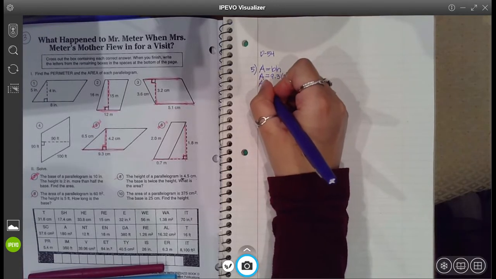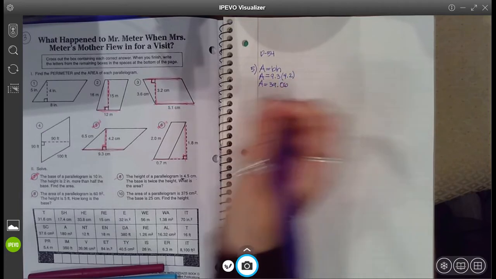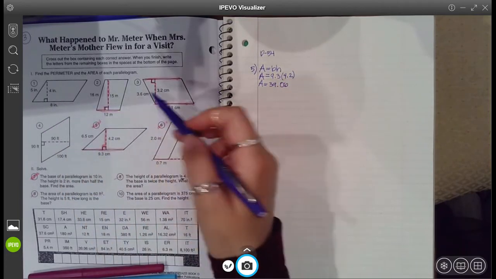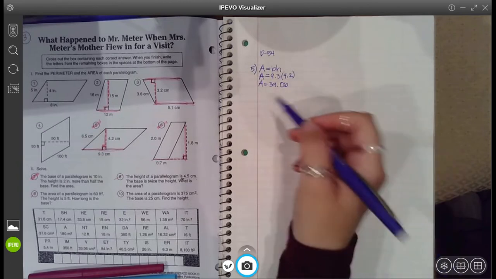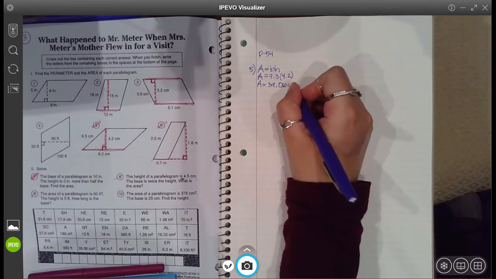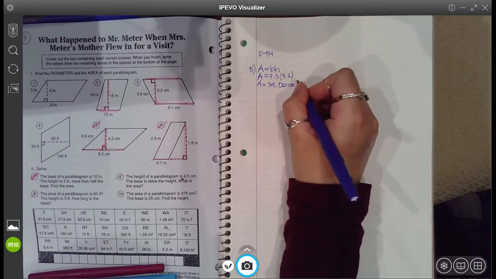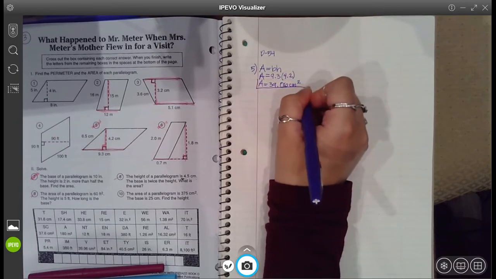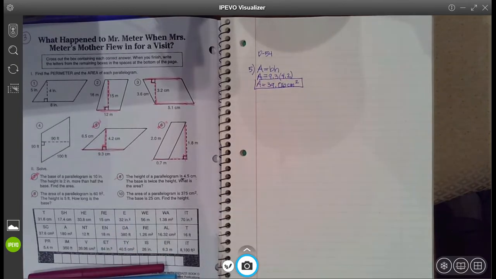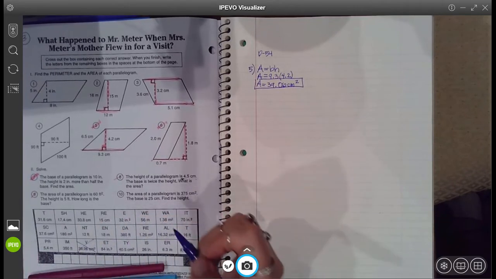And I get an area of 39.06. Always look at the directions. Does it tell you to round? It doesn't. So then I just leave it like that. But I want for my final answer to have units. It was centimeters. Is it centimeters or centimeters squared? Area is always square units. So 39.06, go ahead and find that down here. And you'll see that it's right there. So I'm going to cross it off.